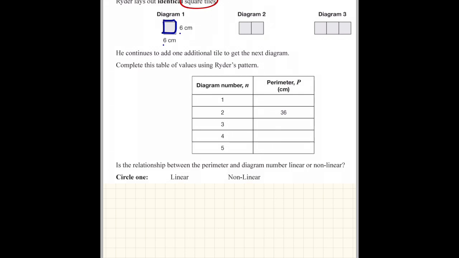I notice in diagram 2, I still have those 4 sides, but it's like one side's sort of been pushed out a little bit. We've got a side in here that's not part of the perimeter anymore, and we have 2 new sides that are now part of the perimeter. So we've added 6, 12 more to the perimeter.